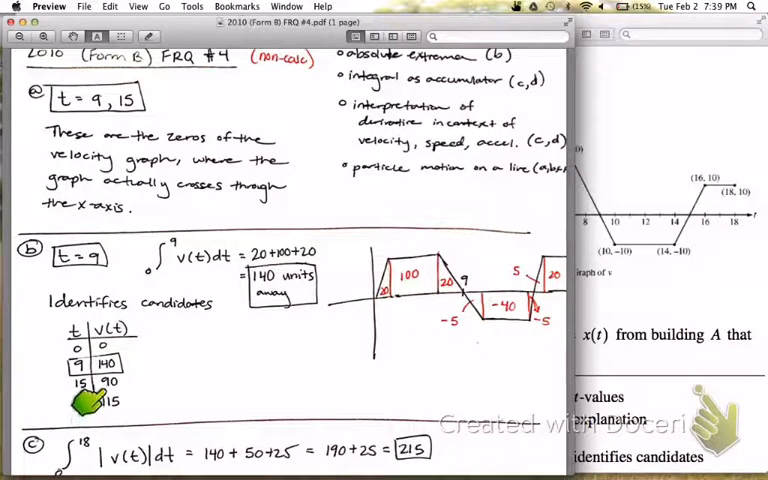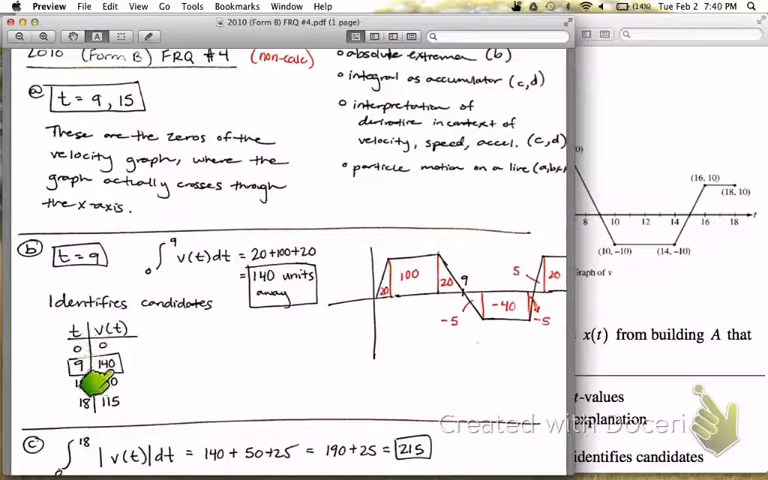So that's how I got 90 right there. And then last but not least, you add on 25 more to get back to the end again, which is 115. So again, I think it's pretty obvious just by looking at the graph that 9 is where you're going to be the farthest away from building A. And so that's the answer, t equals 9, and it happens to be 140 units away from building A.